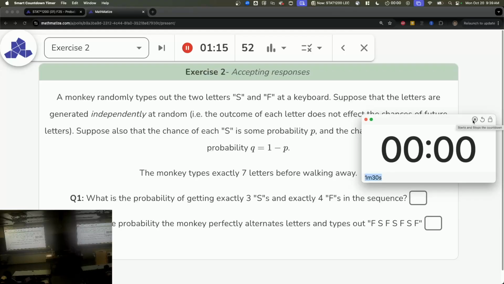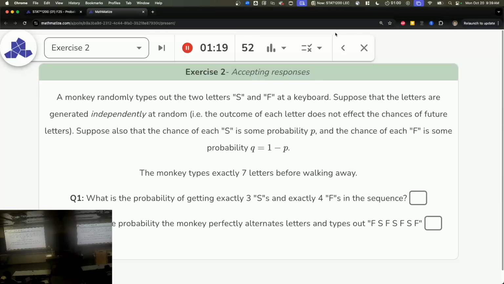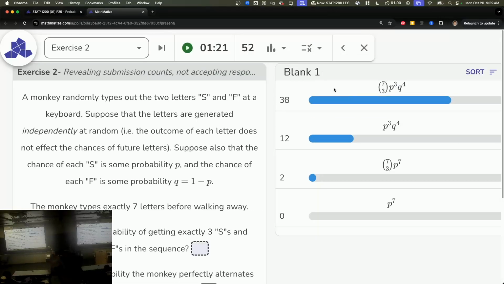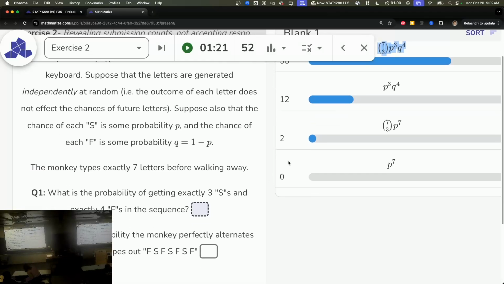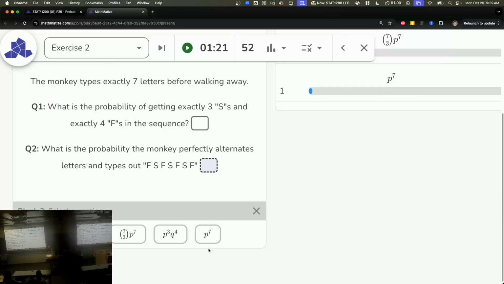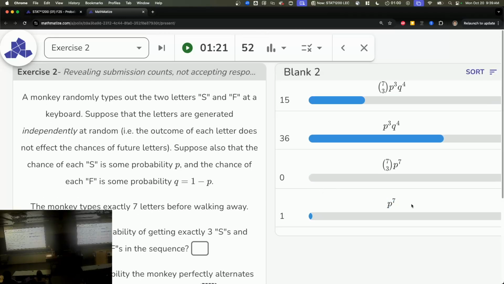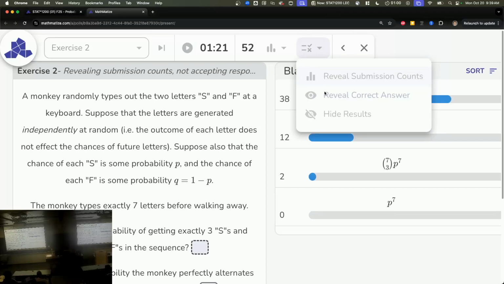Time is up. Let's see if this time with the hint, we were able to figure it out. Reveal counts. Okay, this time, pretty big majority on the first one with the 7 choose 3. 2 people are asleep. And on question 2, only 1 person is asleep. Amazing. But pretty sizable majority on the p cubed q to the 4. And that is perfectly correct.